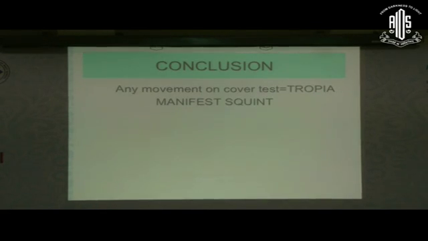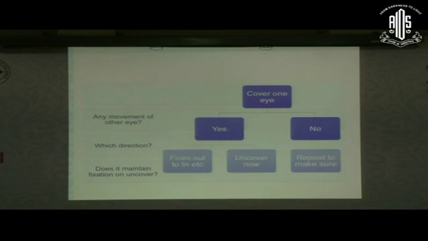So you cover one eye. Any movement on cover, it's called a tropia or a manifest squint. Okay? If it doesn't move and you've now taken the cover and you find this eye has moved out, what is the condition? Phoria. Very good. Perfect. Fantastic.